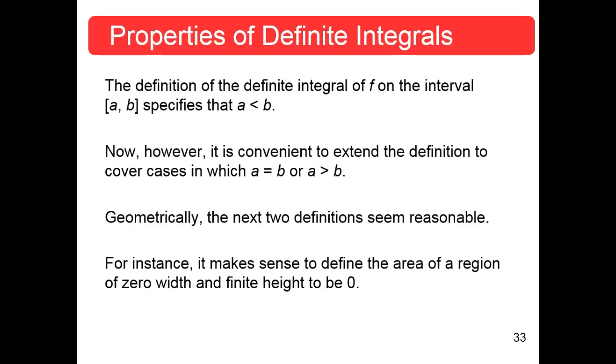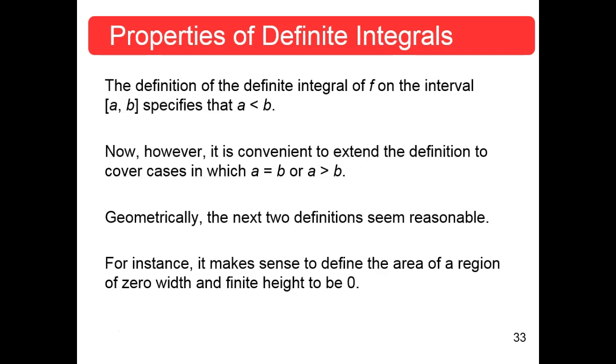So let's deal with properties of definite integrals, top of page 275. The definition of the definite integral of f on the interval a to b specifies that a be less than b. I mentioned that several times last week, I think. Now, however, it's convenient to extend the definition to cover cases when a is equal to b or a is greater than b. And I've yet to figure out what's convenient about it. You can do it, but I don't see that it's all that convenient.